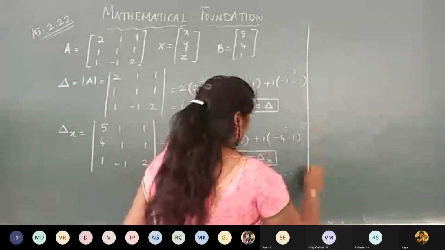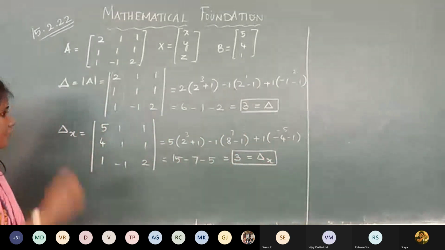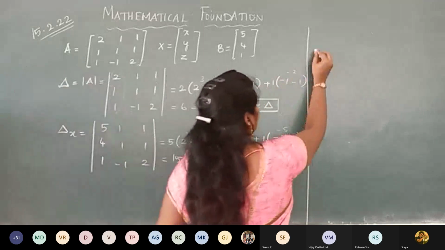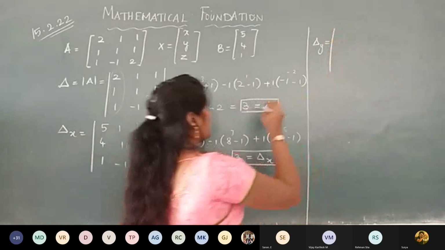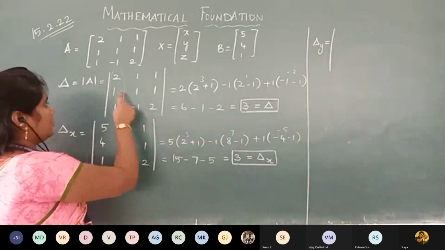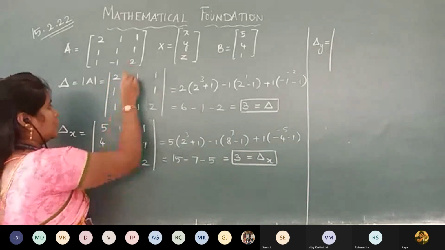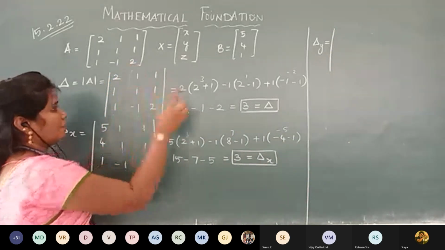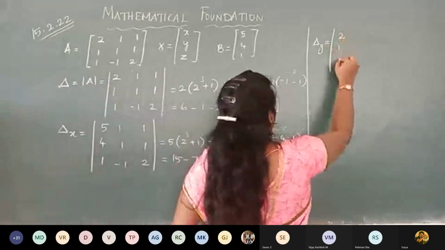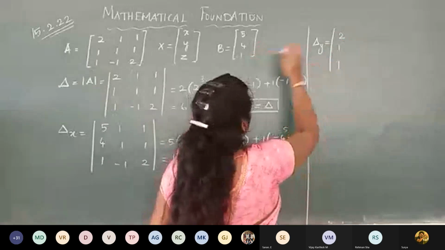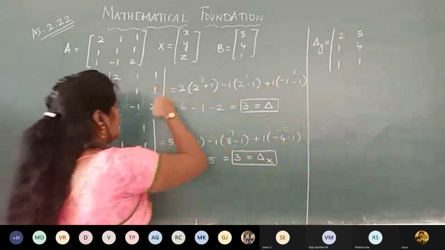Yes, ma'am. Okay. Next you find out your delta y. Again you have to make the matrix from your delta only. So for delta y, instead of the y column, you will write 5, 4, 1. Your x values will be the same, 2, 1 and 1. Instead of y, you will write 5, 4 and 1, and your z column will be 1, 1.